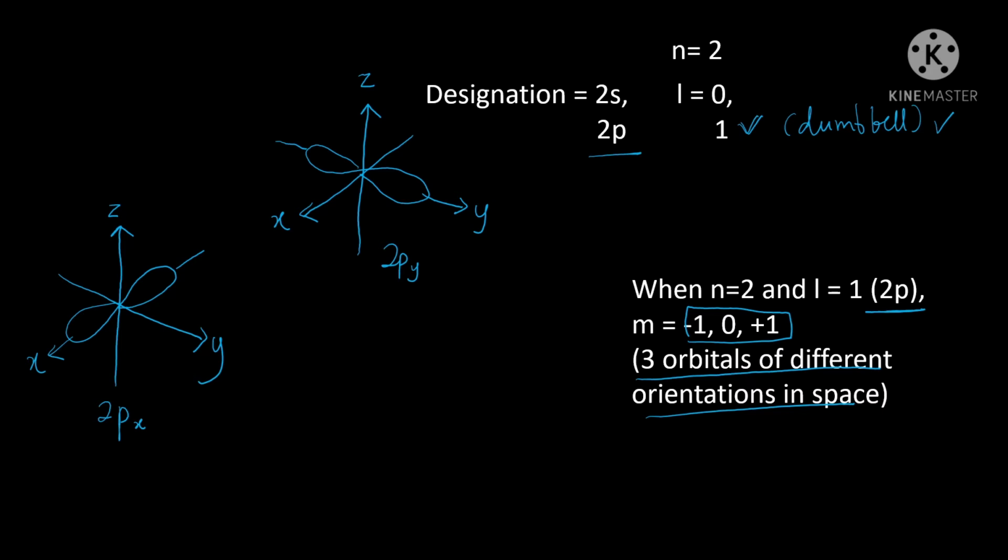Another orbital is lying along the z-axis. To draw it, first draw the orbital along the z-axis, and then draw the x and y axes. As this orbital is lying along the z-axis, it is called 2pz. So these are the three orbitals of different orientations in space in the 2p subshell, and they have the dumbbell shape.